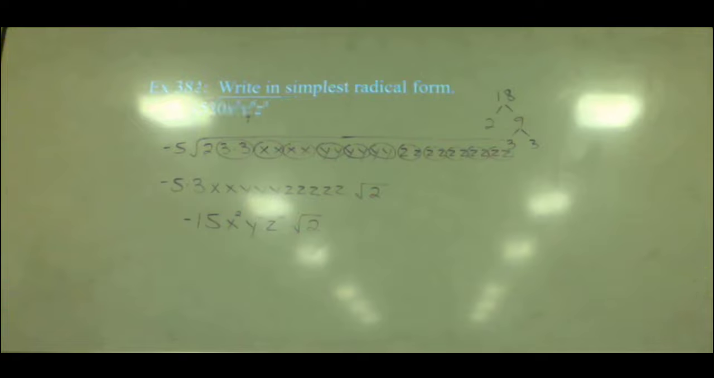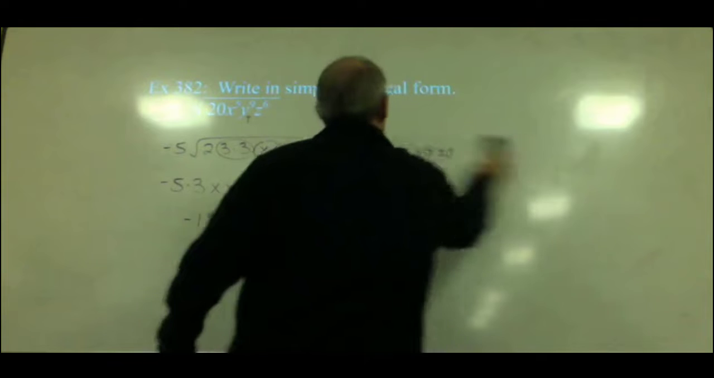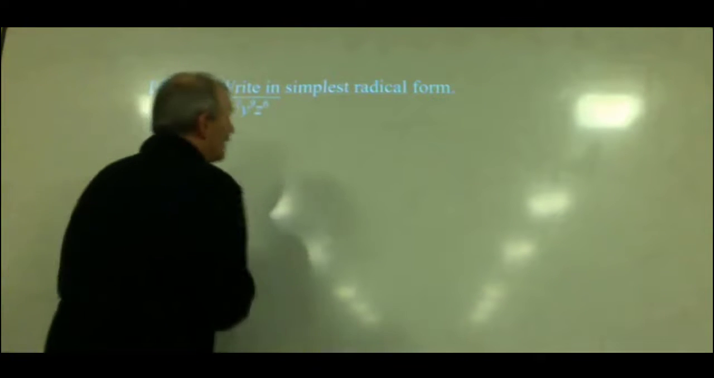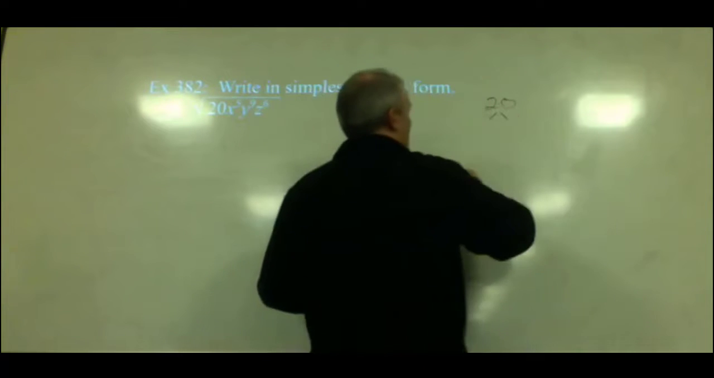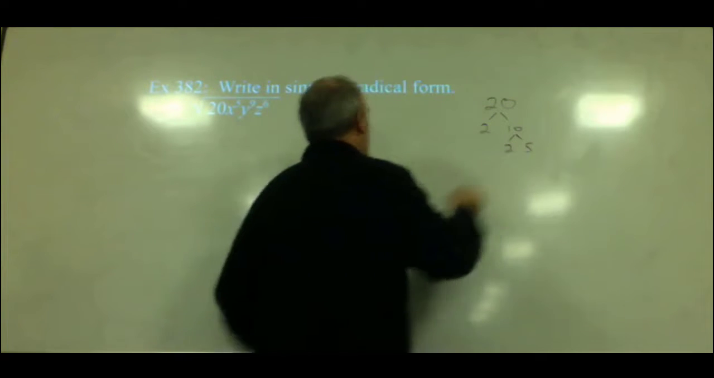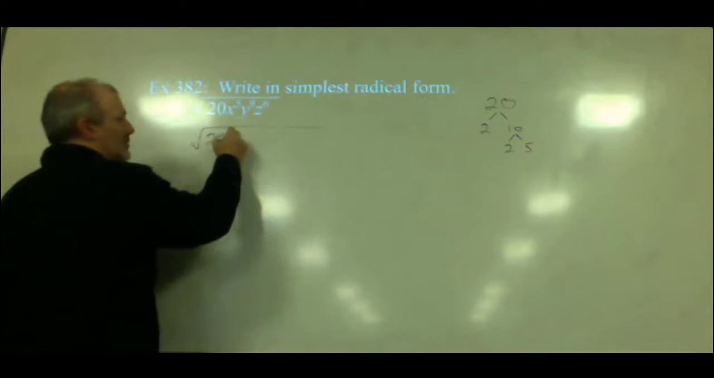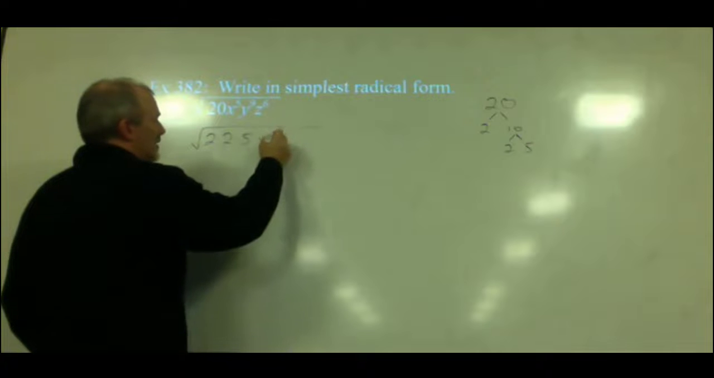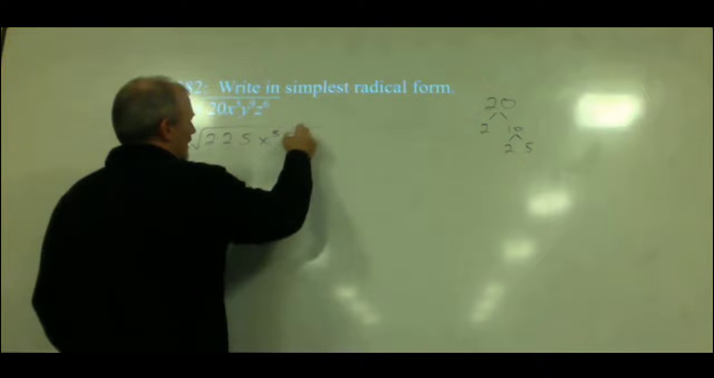Okay, let's try another one. Here we've got some odd exponents, but let's see what we've got. Let's start out with the 20 again. Let's deal with our number. How can we break up the 20? 2 times 10, and then 2 times 5. So we have 2 times 2 times 5. And then I'm just going to leave this as x to the 5th, and y to the 9th, and z to the 6th.